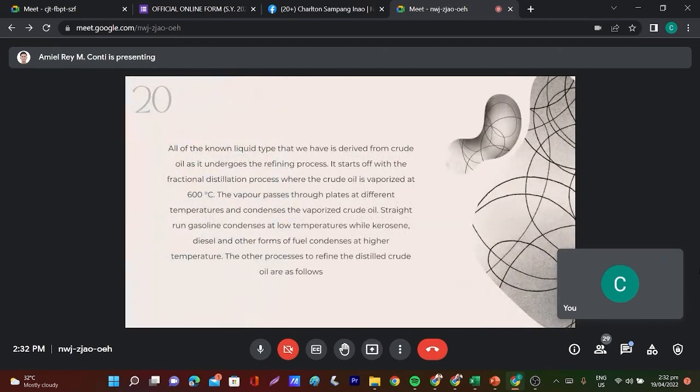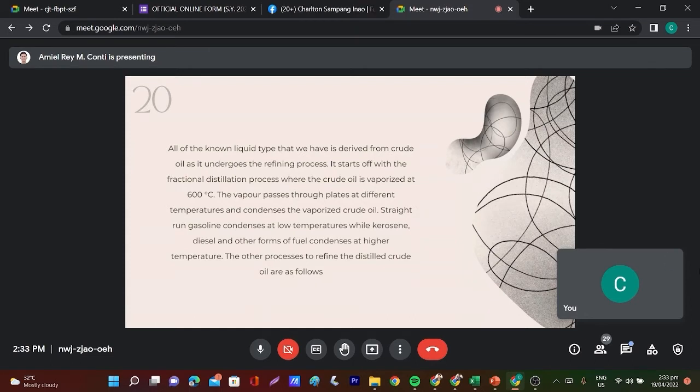All of the non-liquid type that we have is derived from crude oil as it undergoes the refining process. It starts off with the fractional distillation process where the crude oil is vaporized at 600 degrees Celsius. The vapor passes through plates at different temperatures and condenses the vaporized crude oil. Straight run gasoline condenses at low temperature while kerosene, diesel, and other forms of fuel condenses at higher temperature.